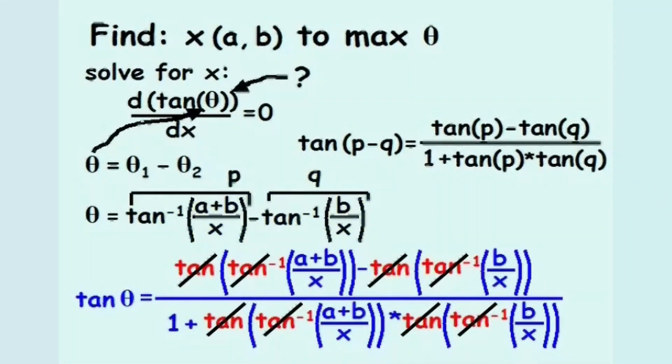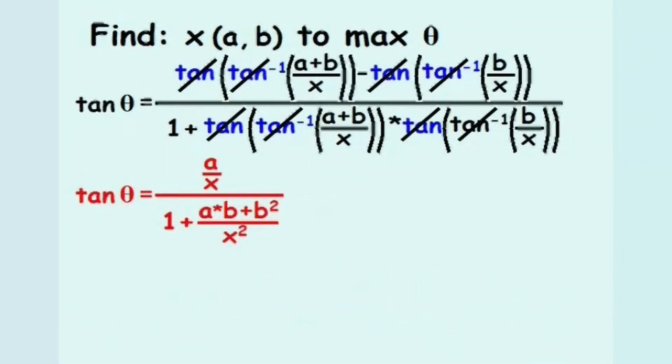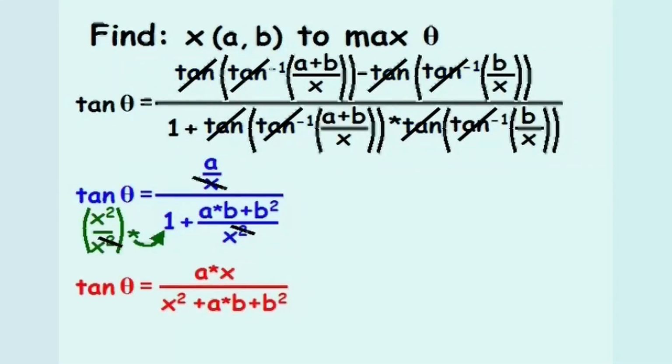Thankfully, the tangent and arctangent terms cancel out, and our equation for the tangent of theta simplifies to a quotient composed of variables a, b, and x. Further simplifying the equation, the tangent of theta equals a times x divided by the quantity x squared plus a times b plus b squared.